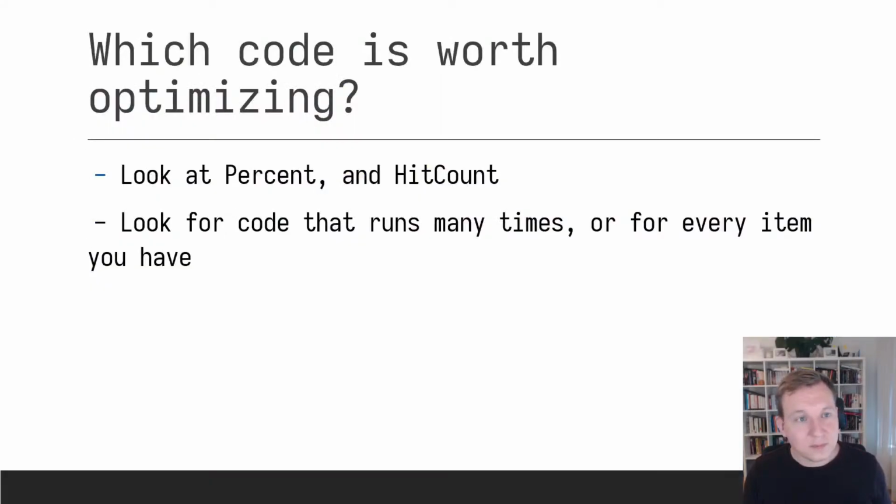So start by looking at percent and hit count. Look for code that runs many times for every item that you have if you're processing items. And then when you can optimize that, then you optimize it for every single item. And that's one of the advices that I can give.